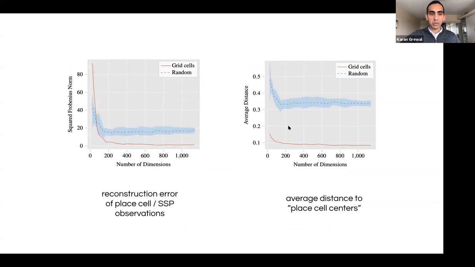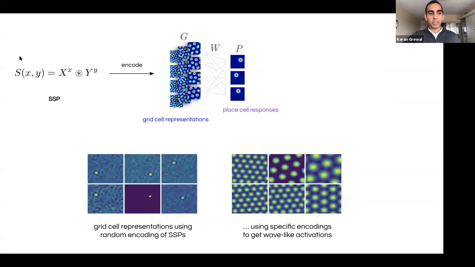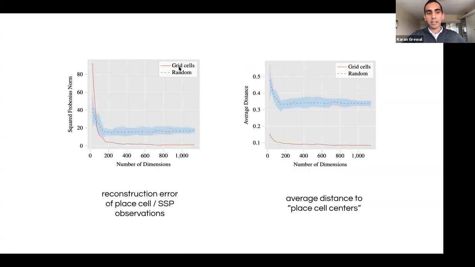And finally, they showed some results. They didn't really apply this to any tasks, but I guess reconstruction was the only real task they did here, where they tried to go from the original spatial semantic pointer to the representation level and then back to their observation. And they show that if they encode it such that it looks like those sinusoidal curves, you're reconstructing it a lot better. Otherwise, random is just a random encoding, which doesn't necessarily give you grid cell-like representations at all. And that's giving you a higher Frobenius norm.